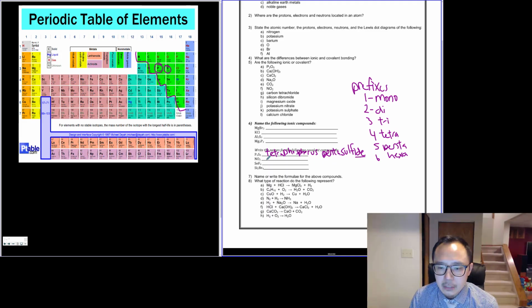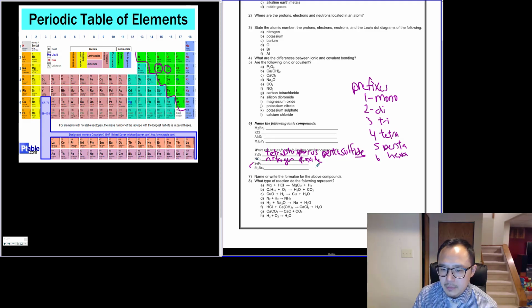The next one is nitrogen dioxide. So this is your nitrogen. The first one has 1, but you don't really need the mono for nitrogen. You only usually use the mono for oxygen. So for nitrogen, you can just say nitrogen, but for oxygen, because you have 2 of them, you're going to use dioxide. So that's going to be your NO2.